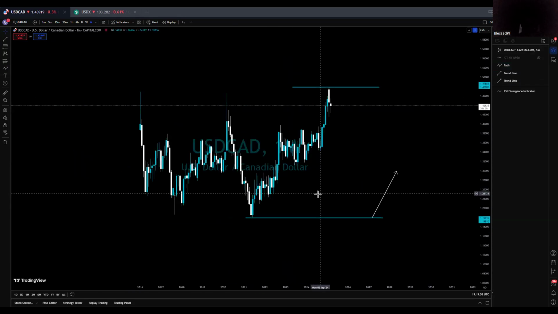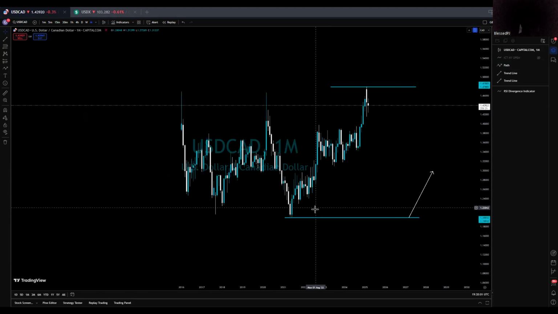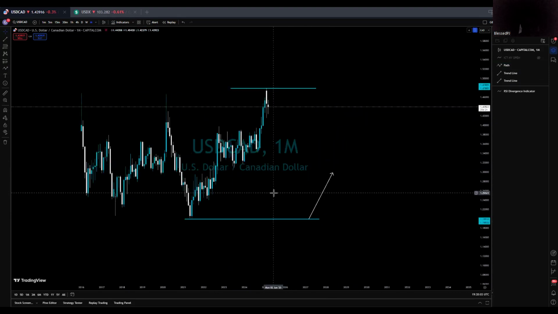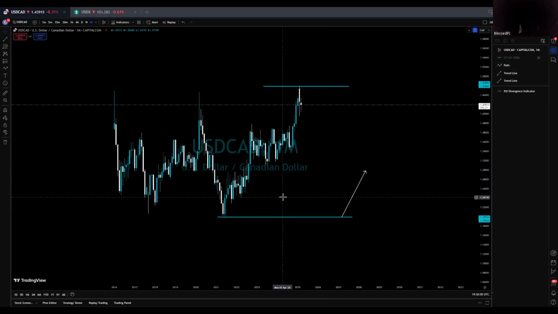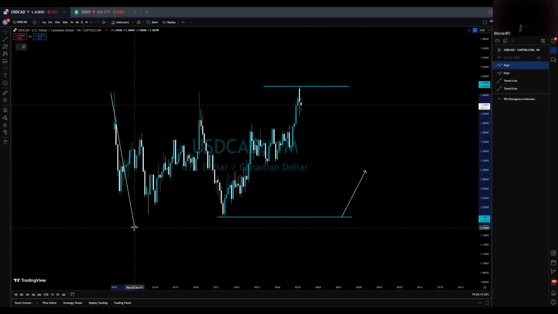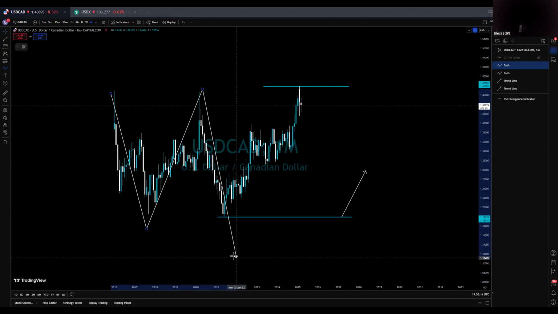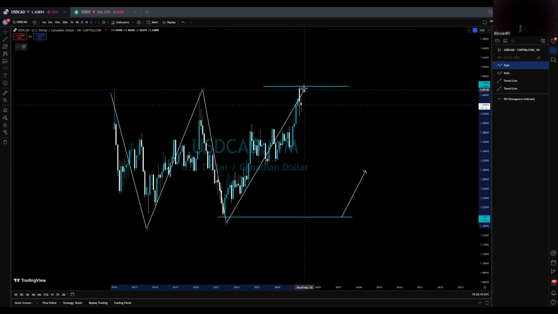Now there's a pattern we can see here. What pattern can you see here on this market? What pattern can you see? I can clearly see a W pattern. Can you see a W pattern? You can call this a W pattern. Market created a W pattern.